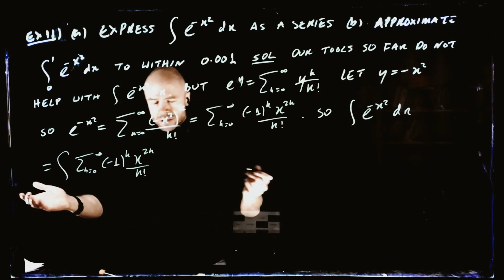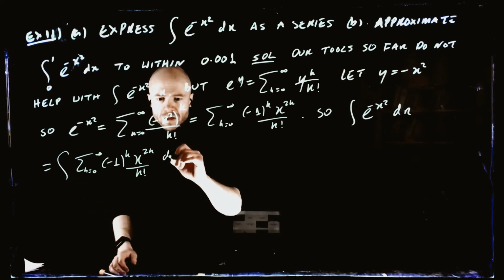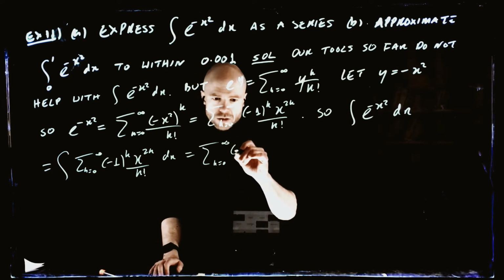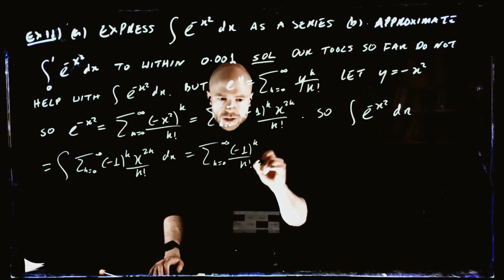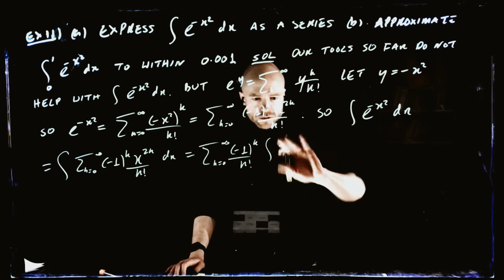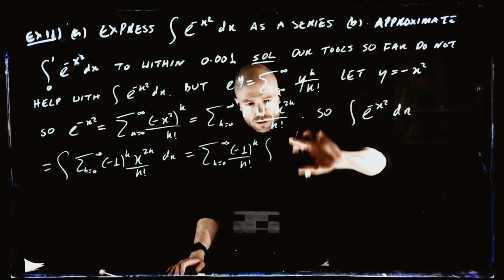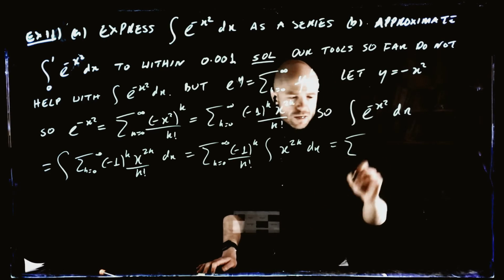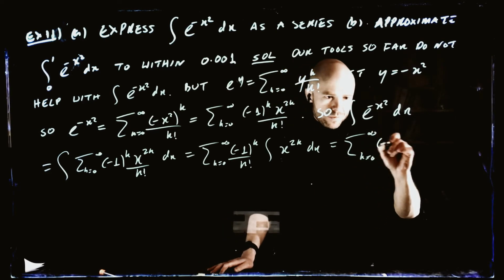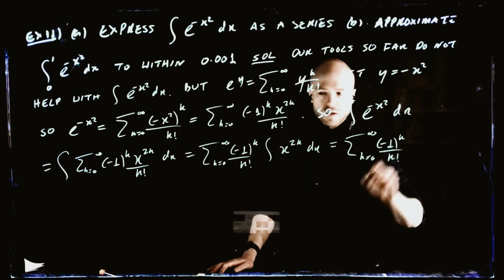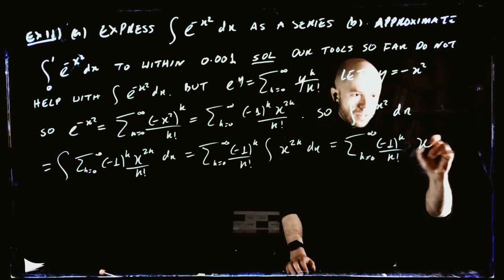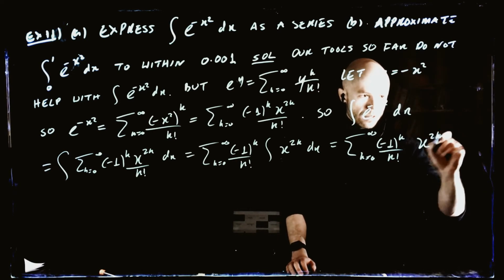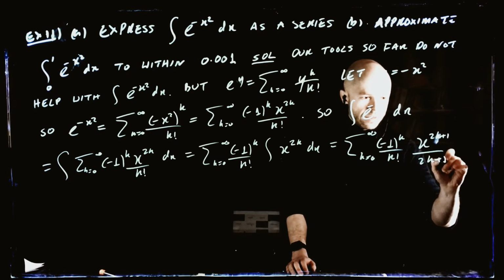Yeah, and just as if it was a polynomial, we can just integrate this term by term, right? So then that's the same as the sum k equals 0 to infinity of minus 1 to the k over k factorial of the integral of x to the 2k. Right? And then what's this? This is the sum from k equals 0 to infinity of minus 1 to the k over k factorial. We can certainly integrate x to the 2k. It's x to the 2k plus 1 over 2k plus 1. And we have some constant c that comes in.